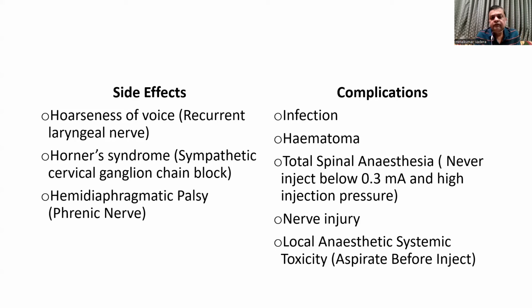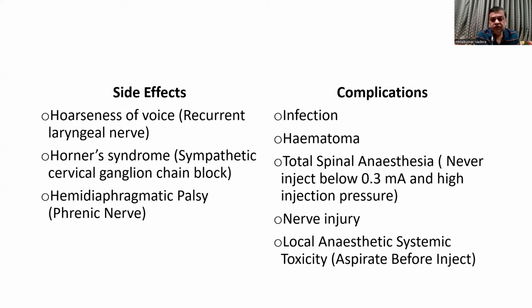Complications: sometimes it can cause infection, hematoma. There are reports of total spinal anesthesia when you are too medial and you inject the drug in the dural sleeve. So never inject below 0.3 milliamps, as I said, and avoid high injection pressure, because you might be in the dural sleeve and you inject the drug in the spinal subarachnoid space, and you can cause total spinal anesthesia and even cardiac arrest. There are reports of more nerve injury with interscalene block than any other upper limb block, because at this level there is more neural tissue and less connective tissue. So if you go intraneural, you can injure the nerve.